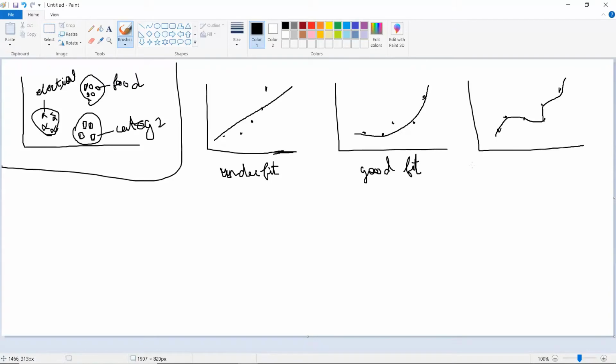So the overall objective here is that we need to find the good fit, that is, a reasonable number of features we need to give to the model. Features means input attributes, that is the input. And we need to use a proper algorithm that is not too complex and not too simple. So that is the objective.